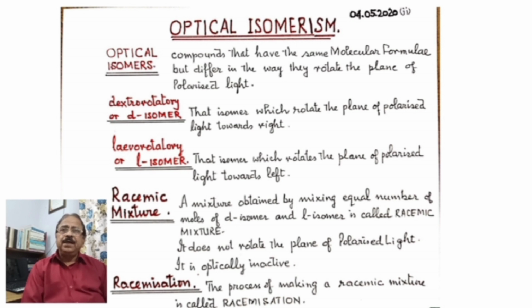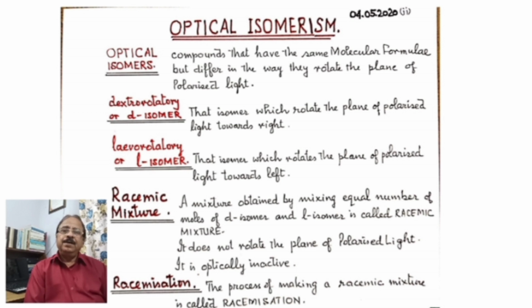Now each optically active compound exists in two isomers. One of the isomers rotates the plane of polarized light towards right. We call it dextrorotatory. And the other isomer of that compound rotates the plane of polarized light towards left. We call it levorotatory.